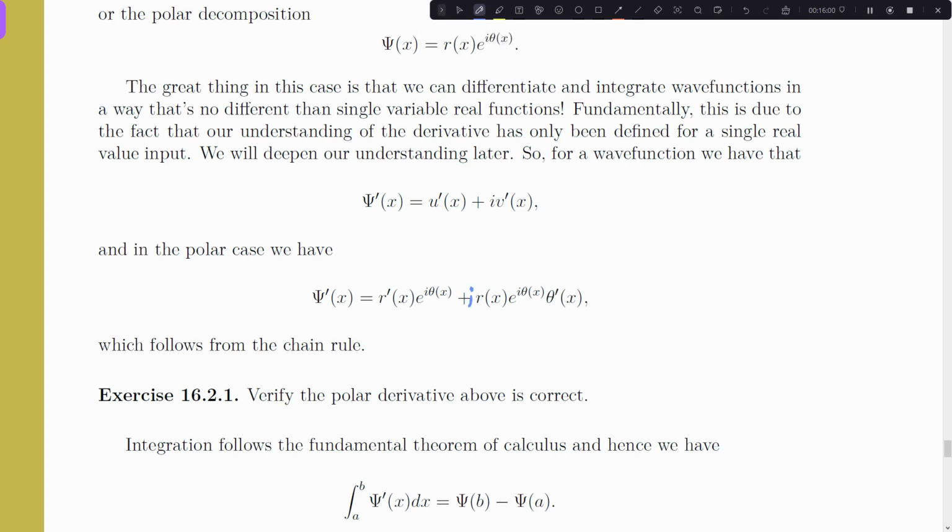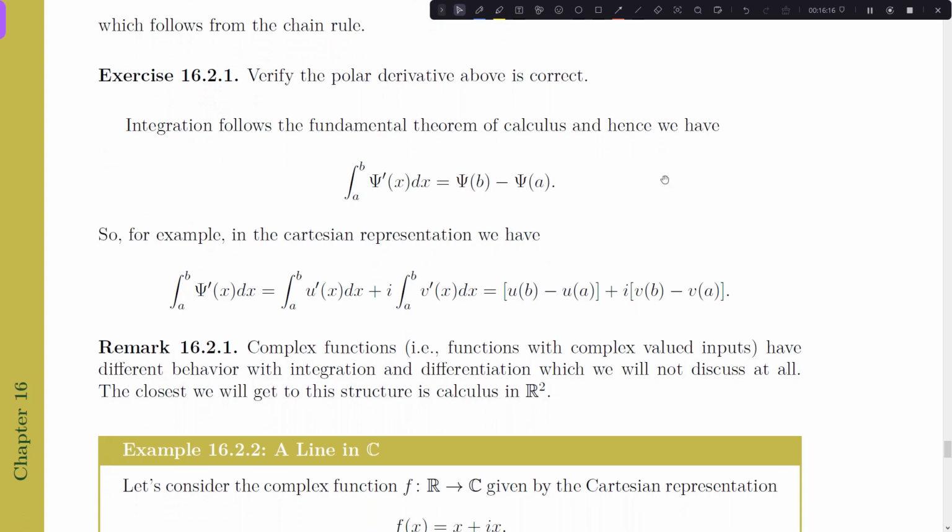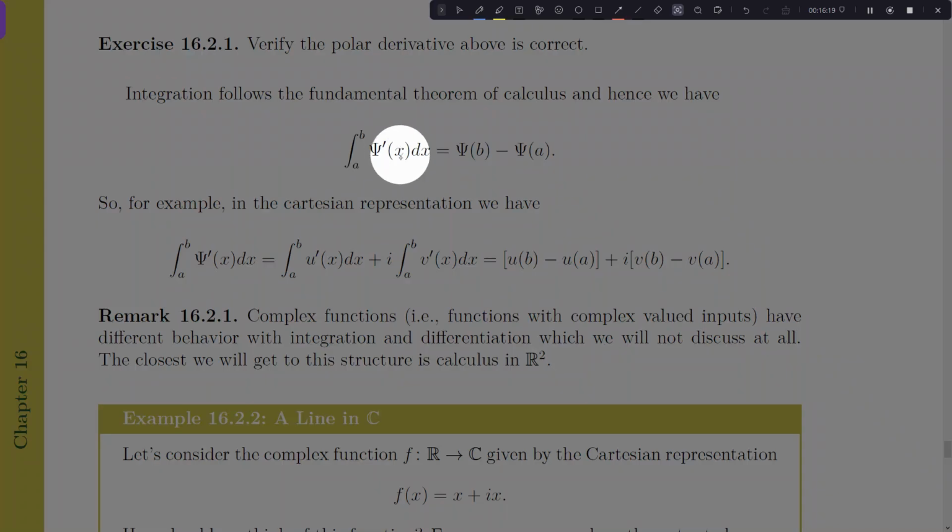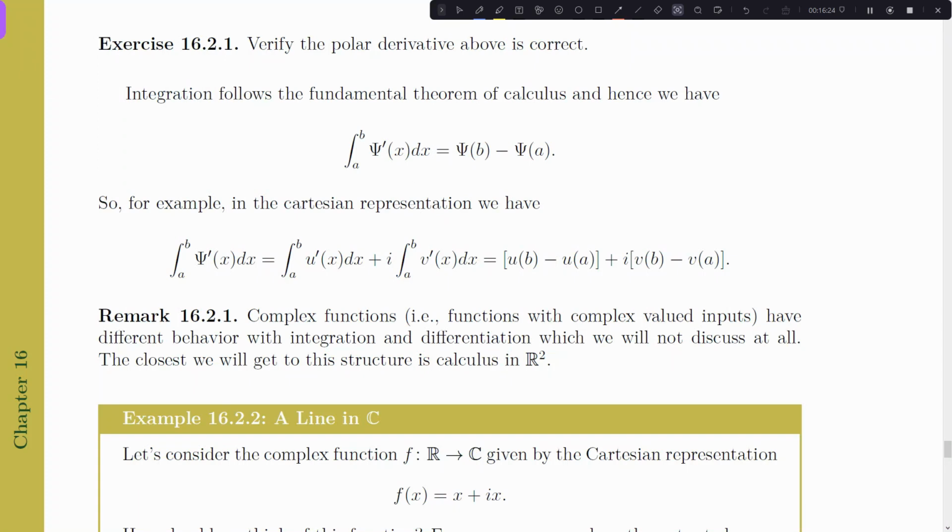But yeah, that's how we're going to take derivatives, at least for complex outputs. The input is still real, so our derivative is with respect to a purely real input there. We're still allowed to use the fundamental theorem of calculus. Nothing crazy there, so you can feel good about that.